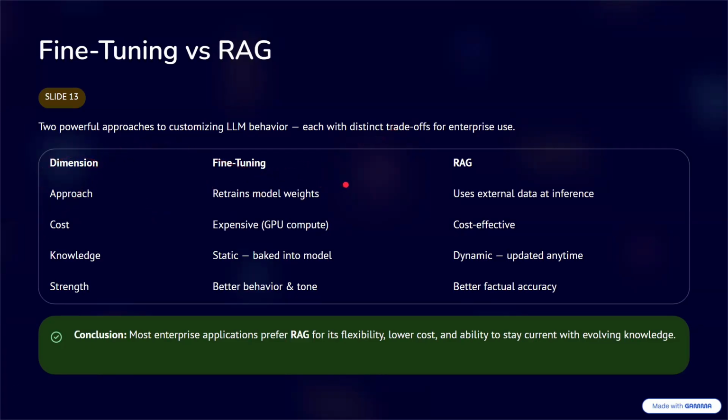So simply you can differentiate them by dimension. On approach, fine tuning updates model weights and RAG uses external data. On inference cost, fine tuning is expensive GPU compute and RAG is cost effective. On knowledge, fine tuning is static and RAG is dynamic and up to date, and so on. So in conclusion, most enterprises prefer RAG for its flexibility, low cost, and ability to stay connected.